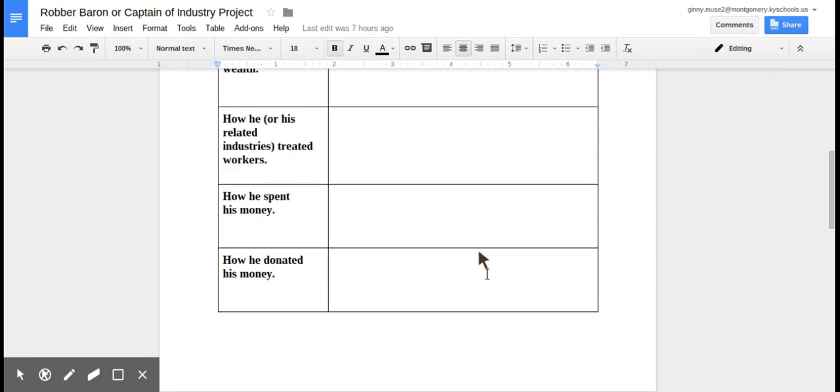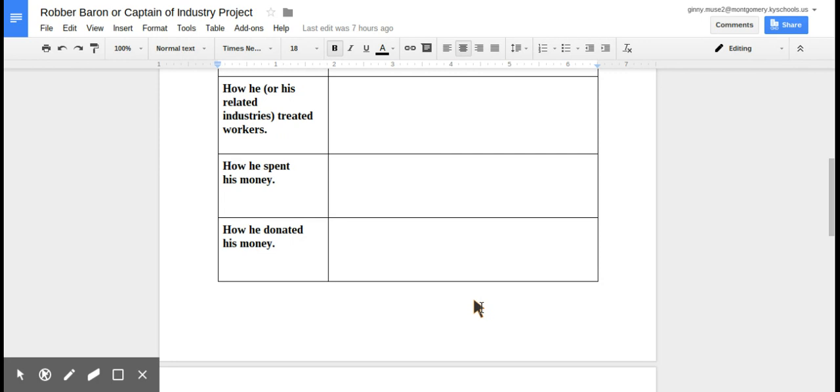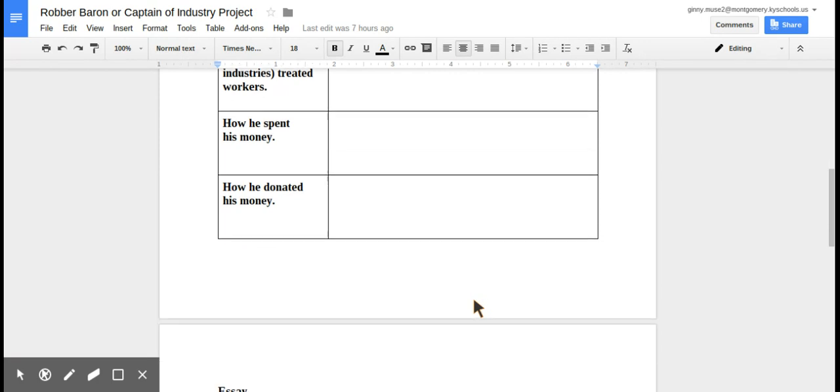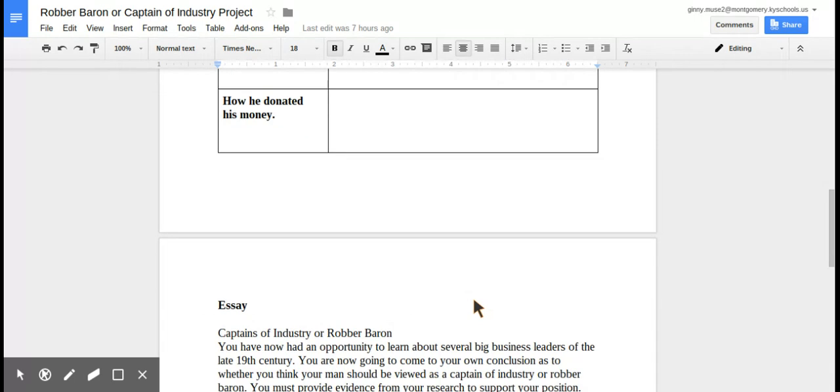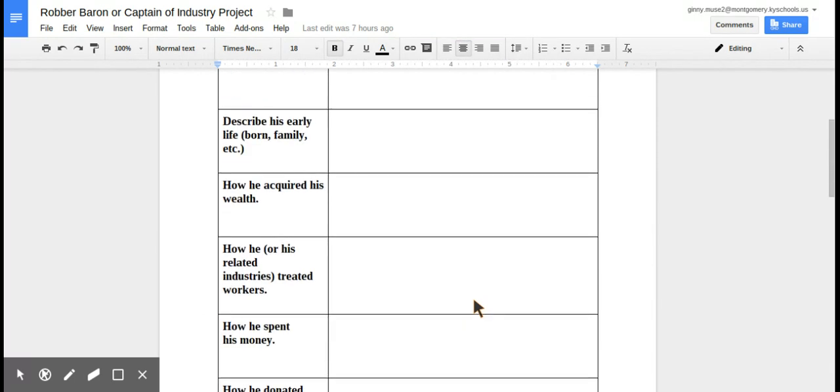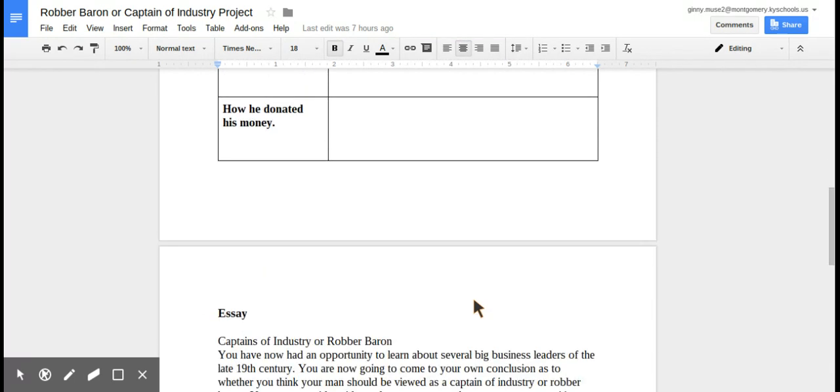And then how did they donate their money? What did they do with it? Did they do some good things, bad things? What kind of organizations did they focus on? And then after you've done some research, and I want quite a bit of information in each of those squares, not just a sentence or so.